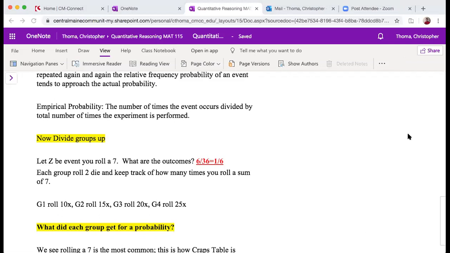So we'll go Dylan, you and your crew roll the dice 10 times. Brianna, you'll do 15, Kyle 20, and then Emma 25. Okay, so what I want you to do is roll the dice, add them together, and count how many times you get a sum of 7. And then I'll be right back. All right, you each roll.